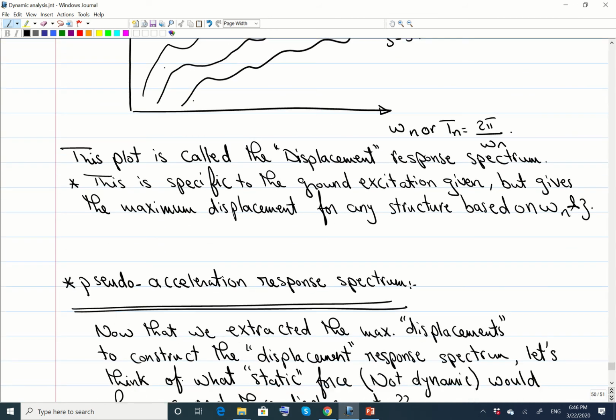So in the ASCE 7 code, for example, it gives some design response spectrum like those. It based those on the maximum, not the average, the maximum of many ground excitations, not just El Centro. And they put a factor of safety and they homogenize that curve.